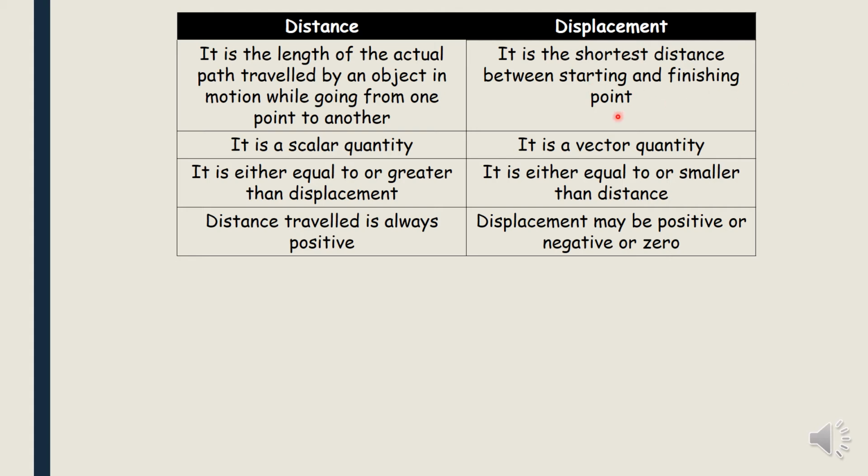This is also done. So distance, it is a scalar quantity. Displacement, it is a vector quantity because it has direction as well. Distance, it is either equal or greater than displacement. Displacement, it is either equal or smaller than distance. This is also correct. Another one, distance traveled is always positive, whereas displacement may be positive or negative or zero.